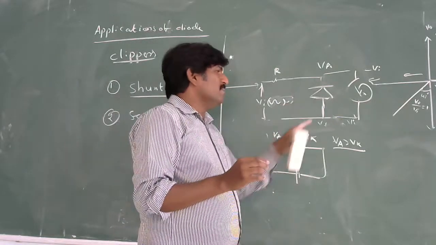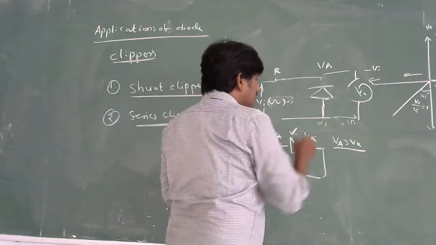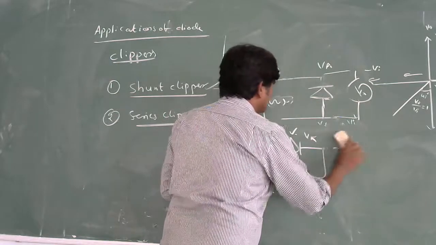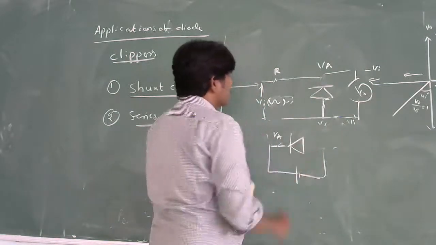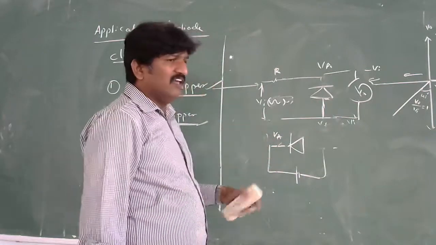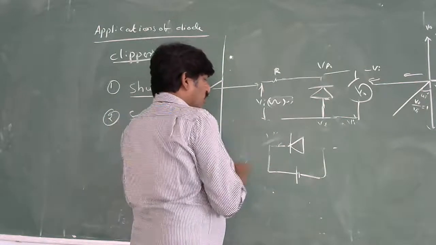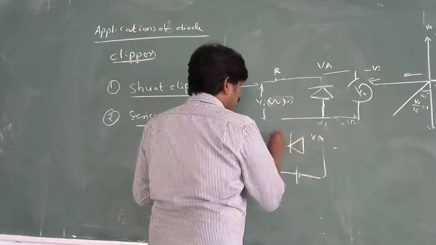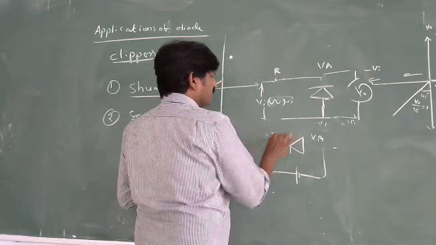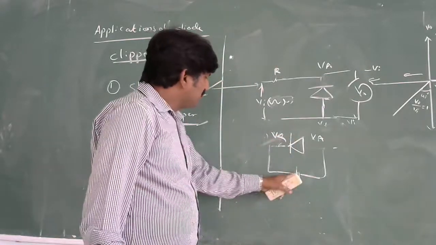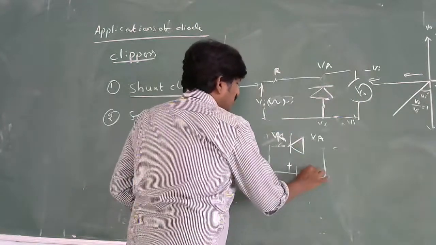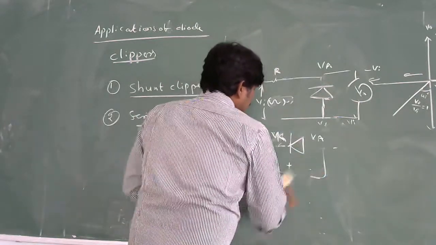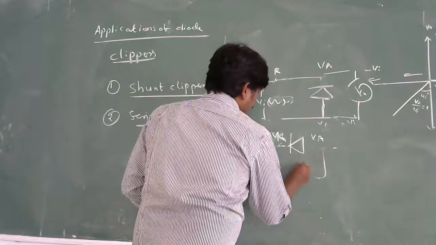Then what is the configuration of the diode now? It is very simple. Now the diode is kept like this. Did the input voltage change? No. What is this one actually now? VA. What is this one? VK. Let me consider a positive voltage applied to this one, and a negative voltage applied on the other side.